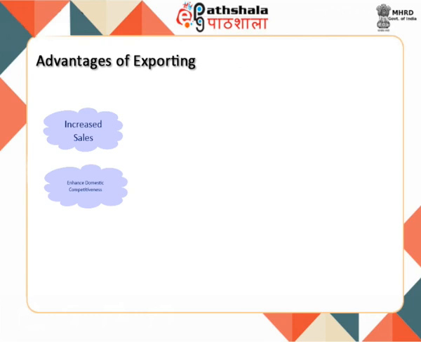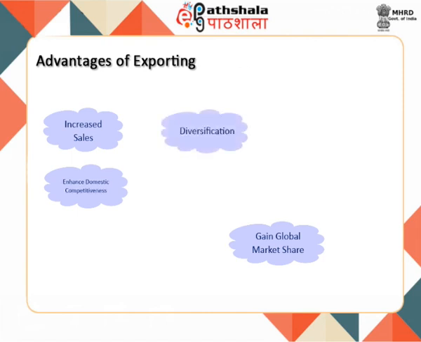Enhance domestic competitiveness. Being competitive in the domestic market helps the companies to obtain some strategies that will help them in the international business. Gain global market share. By exporting, international companies can participate in the global market and gain their share from the huge international market. Diversification. Selling in more than one market allows the company to branch out their business and spread their risk.